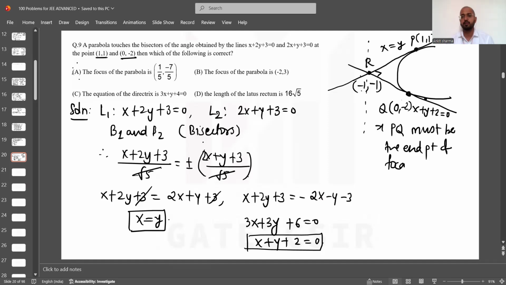Why? Because my tangents are perpendicular. So perpendicular tangents are drawn at the endpoints of a focal chord. So this chord must be the focal chord. And then we have seen another property of the focal chord in my parabola class.